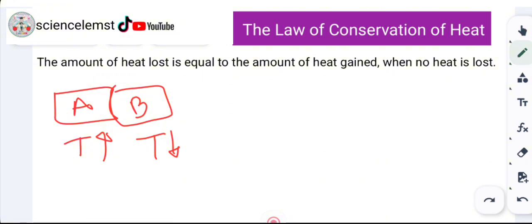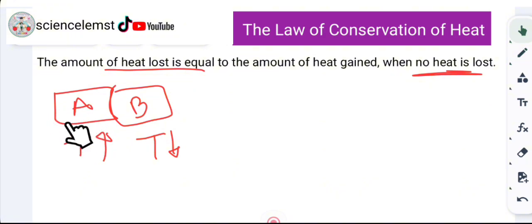So the law of conservation of heat simply states that the amount of heat lost is equal to the amount of heat gained when there is no heat lost. This part always confuses the learners, because you cannot tell me that the heat lost is equal to the amount of heat that is gained when no heat is lost. Let me explain what I say.